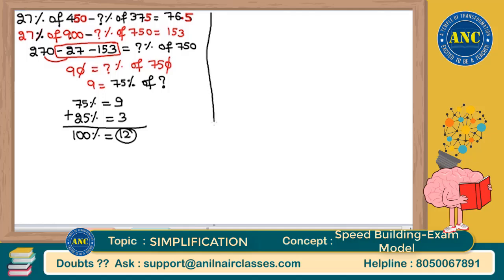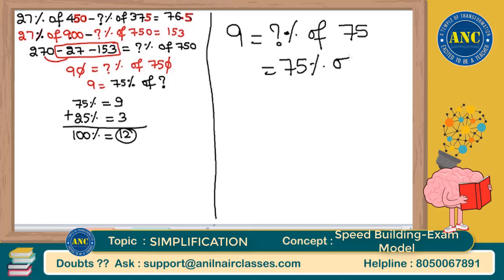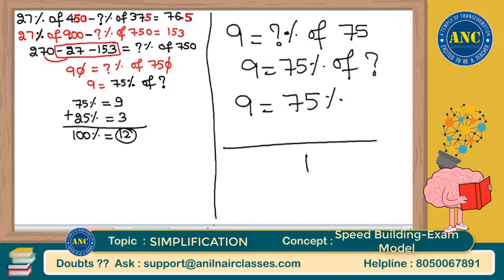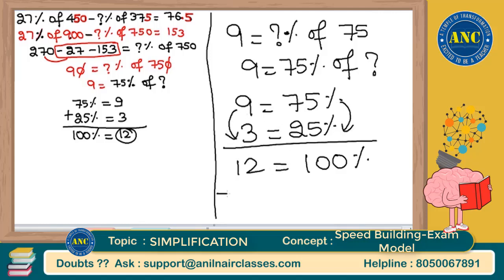9 is equal to question mark percentage of 75. A percentage of B can be written as B percentage of A. Morning also we discussed this. So 9 is giving me 75 percentage, but I totally want 100 percentage. That is my answer. 75% is 9 means 25 percentage is 1/3 of 9, which is 3. Add these two on the right hand side, add these two on the left hand side. Simple.